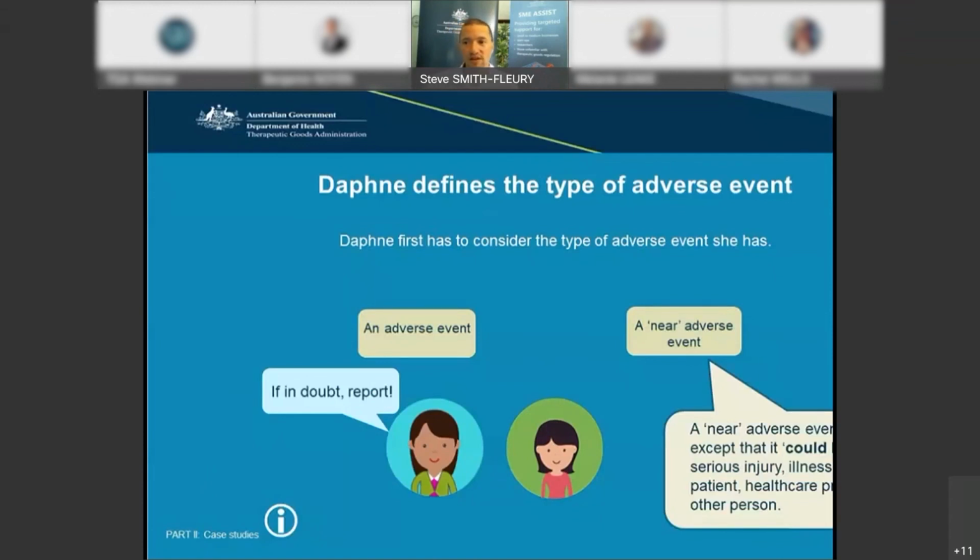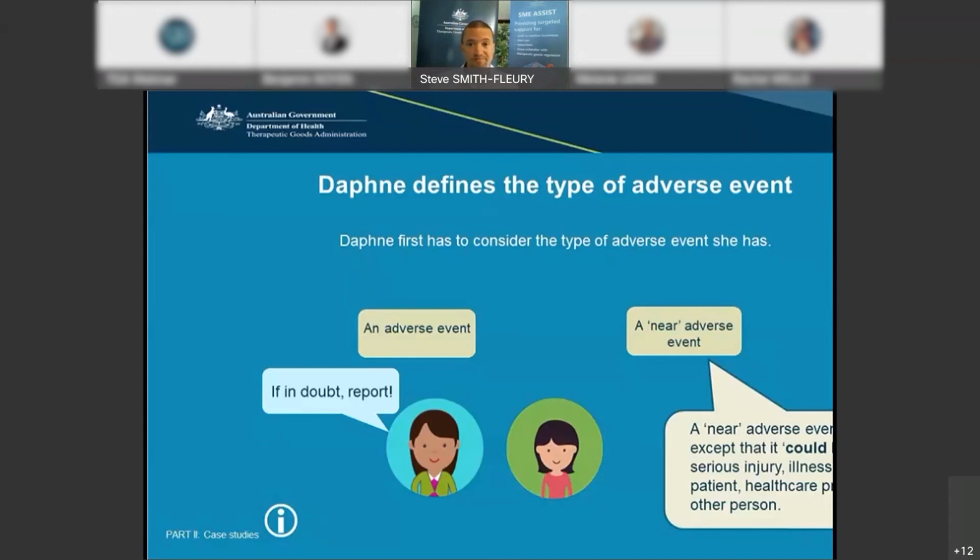The act of reporting is not an admission of the manufacturer, the sponsor, user, or patient liability for the event or its consequences. An adverse event does not necessarily mean that something is wrong with the product. So again, as we said earlier, if you're unsure, report it. Although Daphne does not know the extent of the wrist strain, what if it turned out to be quite serious?